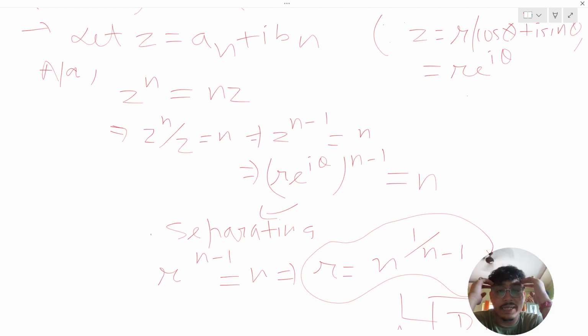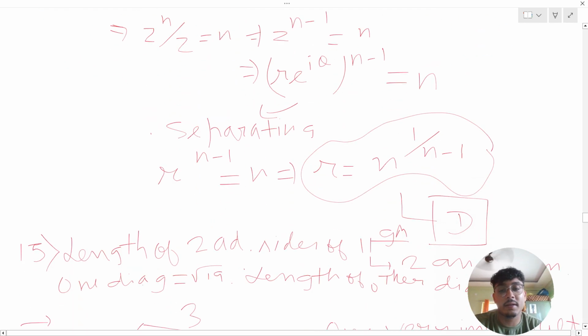What we do, we separate the terms. Now you might separate the terms and directly get the answer which I am getting here. So let me make you understand. We separate it. So r to the power n minus 1, I am comparing it with n. Now my r becomes n to the power 1 by n minus 1.